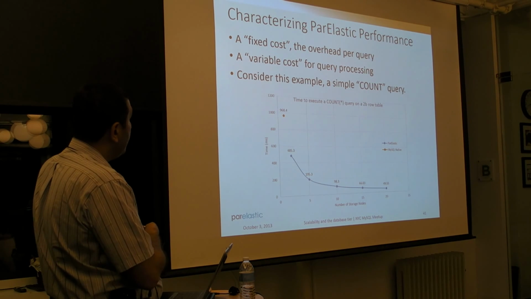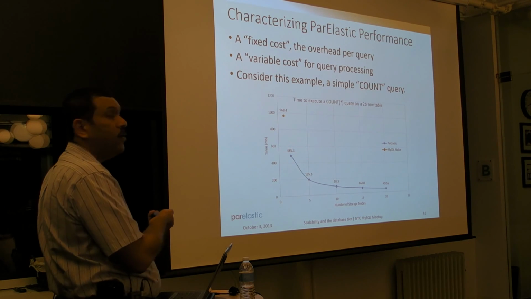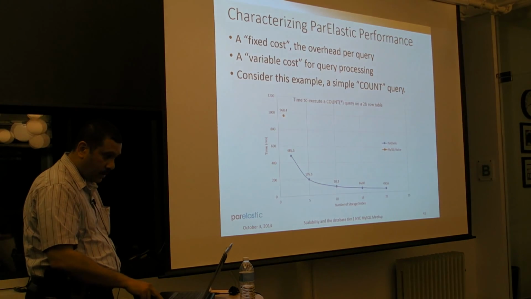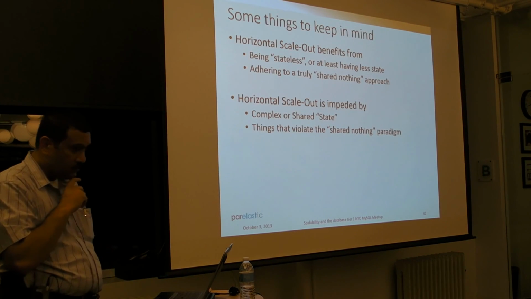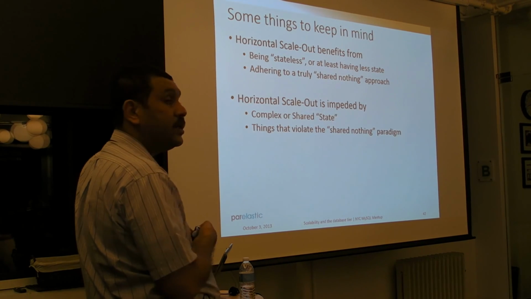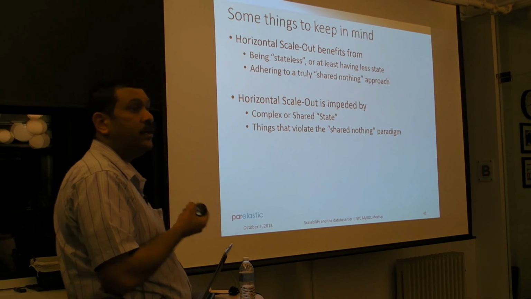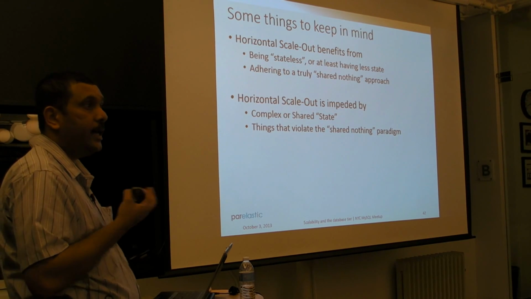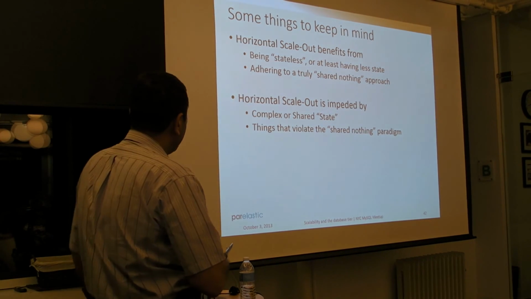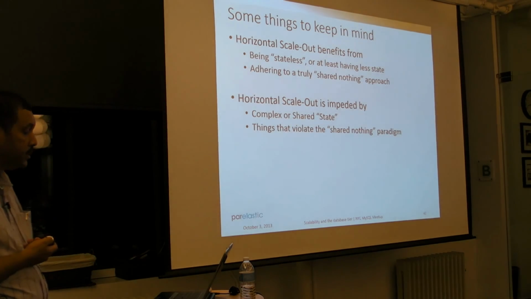Okay. The overhead is still the same. This is the amortization of that overhead over parallels. Okay. Some things to keep in mind. The only way you can horizontally scale out is if you are stateless. This is the same for us. This is the same for your application. If you can build your application to be largely stateless and not have tightly coupled state, you can scale your application horizontally. If not, maybe not. If you have complex or shared state, you're not going to be able to do that.